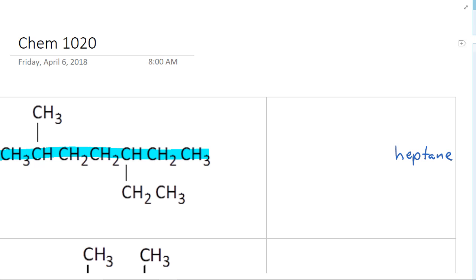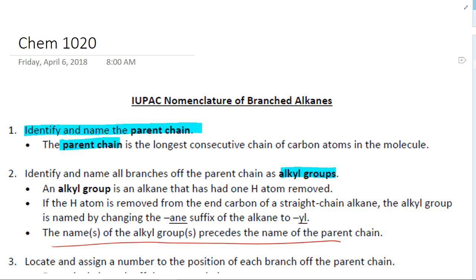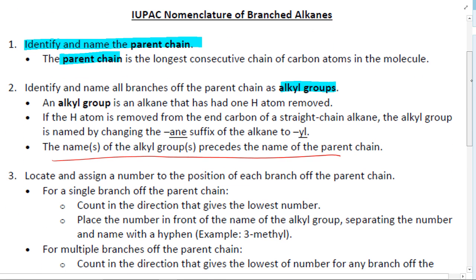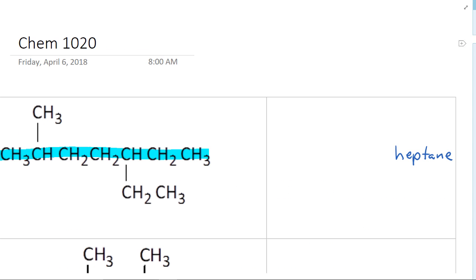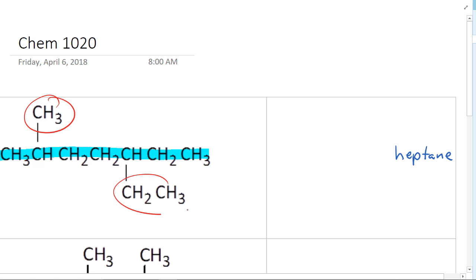Then the next thing we're going to do, according to the rules, is identify and name all branches of the parent chain as alkyl groups. And again, we talked about how the alkyl groups are named last week. An alkyl group is an alkane that has had 1 hydrogen removed. So if we come back here, how many branches are there off of this parent chain? There's 2. So I have 1 here and 1 here. Now I know that these are obvious, but this is all part of our review.